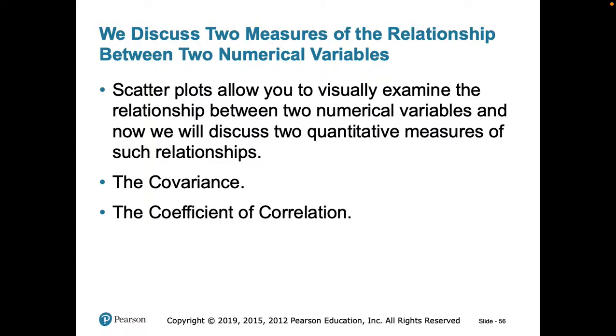So, so far we have discussed the measures of relationship between two numerical variables. You have the scatter plots that allow you to visually see and examine the relationship between two numerical variables. And now we can talk about the two measures that tell you how strong the relationship is: the covariance and the coefficient of correlation.